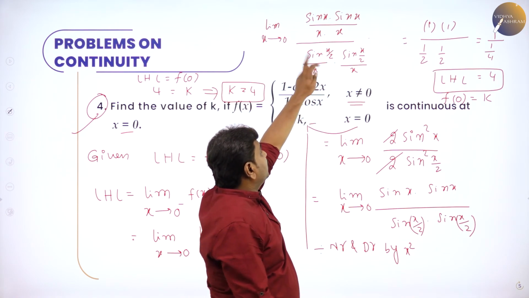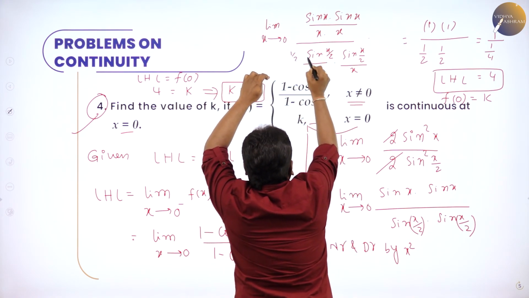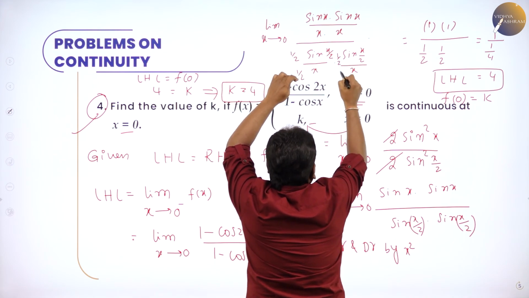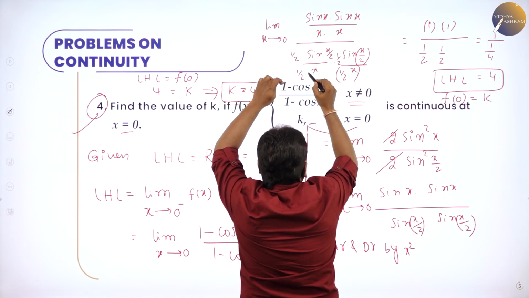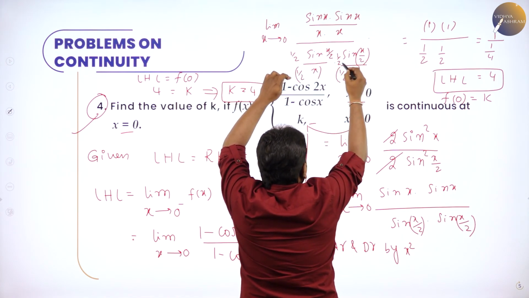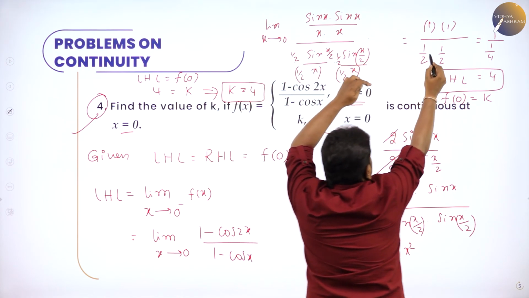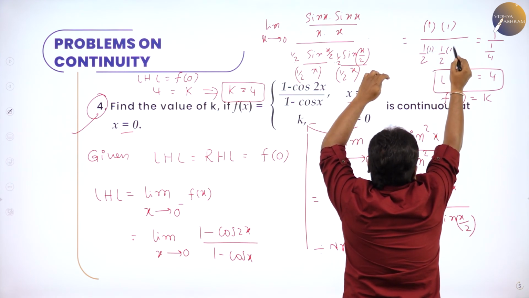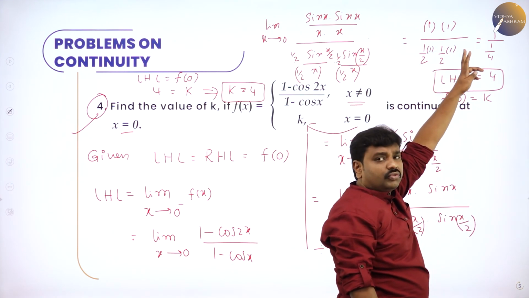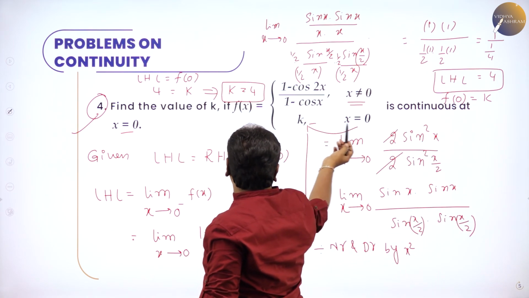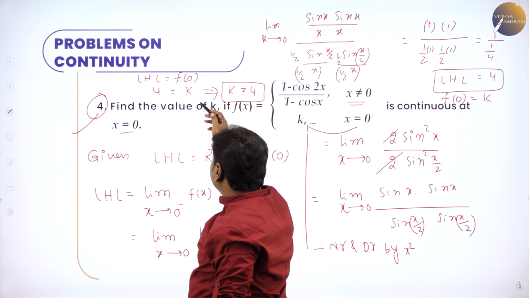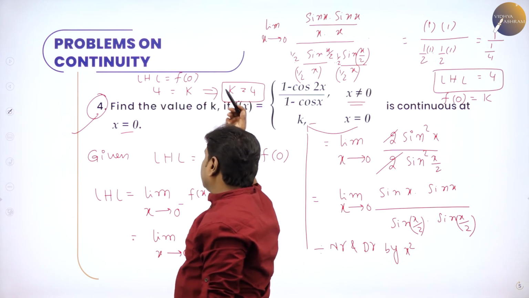Here 1 by 2 is there, so I will divide and multiply by half. So now this part matches. Sin theta by theta becomes 1, but this 1 by 2 you take out. So 1 by 2 into 1, 1 by 2 into 1 becomes 1 by 1 by 4. It will become 4. LHL becomes 4 and f of 0 is k. If I equate LHL equal to f of 0, then I will get k as 4.